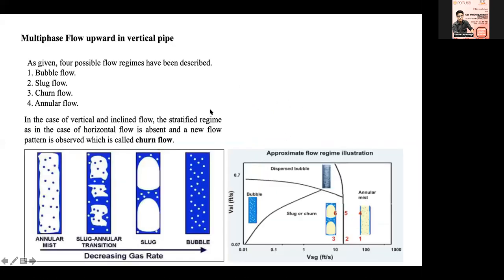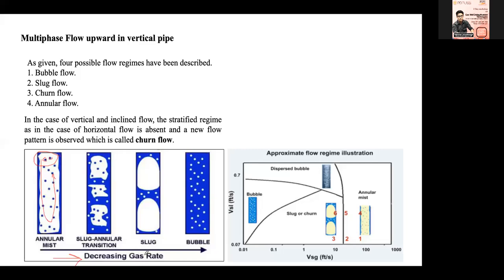Now let's understand the multiphase flow in the vertical pipe. You have 4 possible flow regimes in vertical pipe multiphase flow: the bubble flow, the slug flow, churn flow, and the annular flow. In the beginning, when your well is drilled and started producing, you may be producing with a single flow of only gas. But as the gas rate decreases, you will observe some liquid film around your wellbore and some droplets of liquid in the continuous medium of gas. So this is the annular flow.